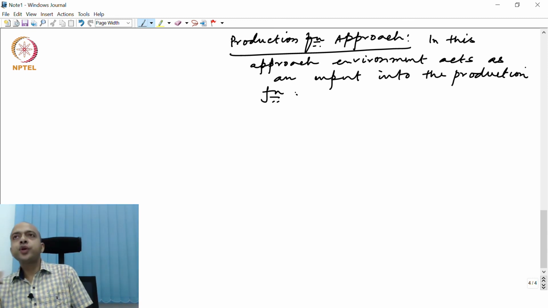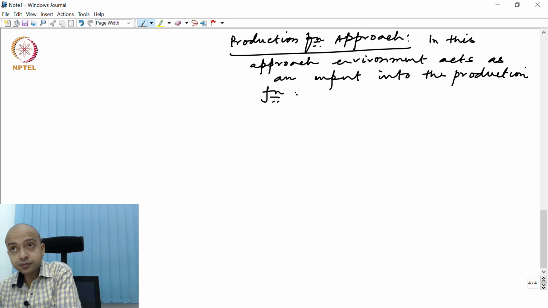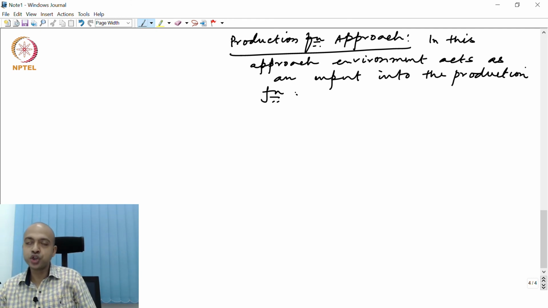For example, when we are talking about the valuation of a wetland, maybe the water from the wetland is used for irrigation. Then the wetland is entering as an input in the production process. So by calculating the contribution of that irrigation water to the nearby farmer's production value, we can calculate the economic value of the environment through this production function approach also.